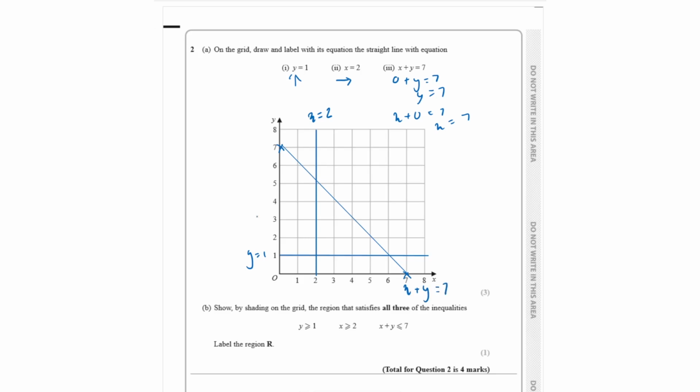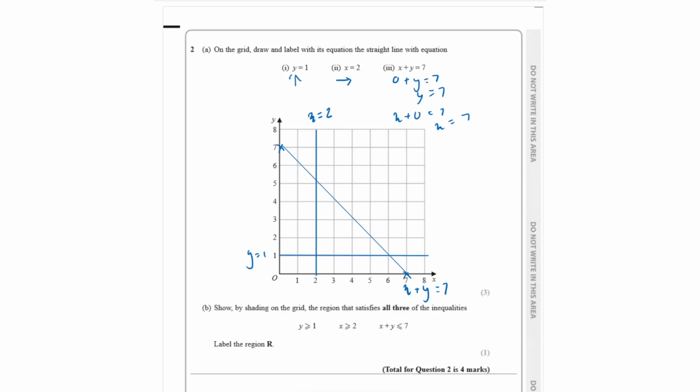Show by shading on the grid the region that satisfies all three of the inequalities: y is greater than or equal to 1, x is greater than or equal to 2, x plus y is less than or equal to 7. Label the region as R.